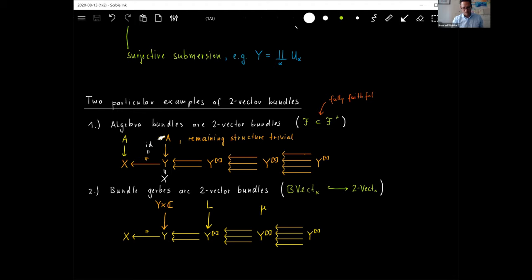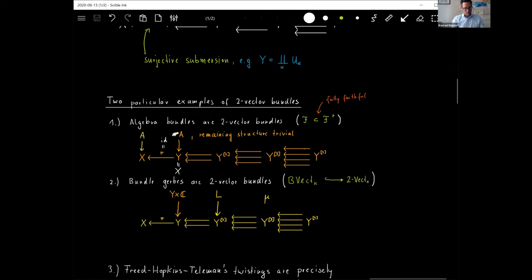So that's the main purpose of this definition I gave of 2-vector bundle. The first thing is that it is a sheaf, so one can work locally as geometers want to do. It contains algebra bundles and it contains bundle gerbes as examples.